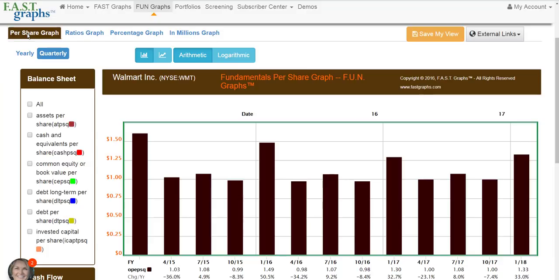And what I'm going to first focus on is adjusted earnings per share. Now, there are a couple of interesting things about looking at Walmart from this perspective. As they reported, they earned $1.33 in the final quarter, which ended January 31st, 2018. And that was in comparison to only earning $1.30 in the January 31st, 2017 quarter. So it was an improvement over the same quarter of the previous year.